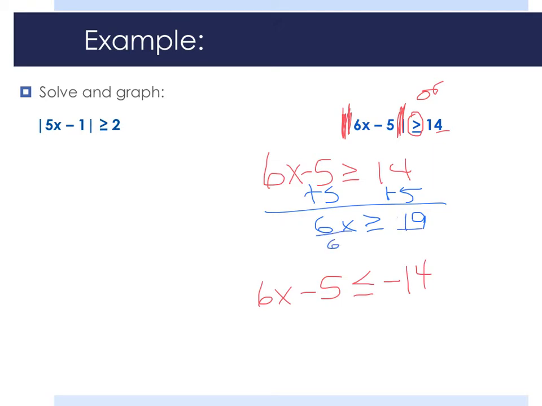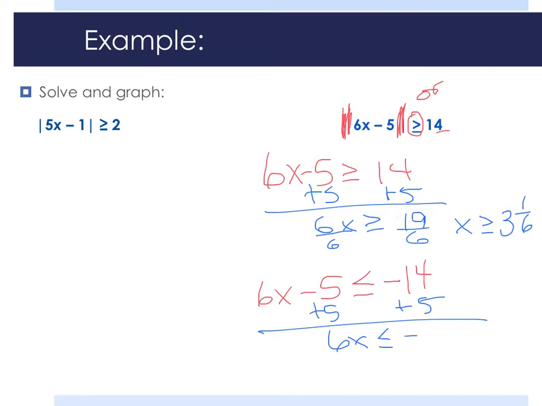Divide both sides by 6. X is going to be greater than or equal to 19/6, or we can say 3 1/6. Here I'm going to add 5 to both sides. 6x then is going to be less than or equal to negative 9. Divide both sides by 6. X then is going to be less than or equal to negative 9/6, which is the same thing as negative 1 3/6, which is negative 1 1/2.